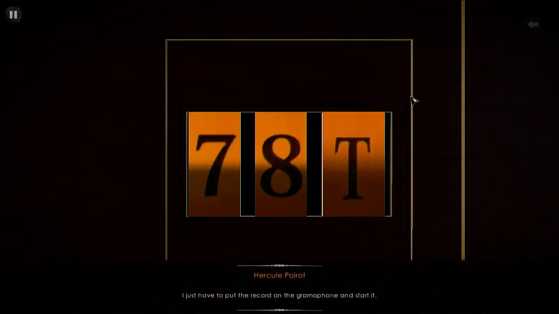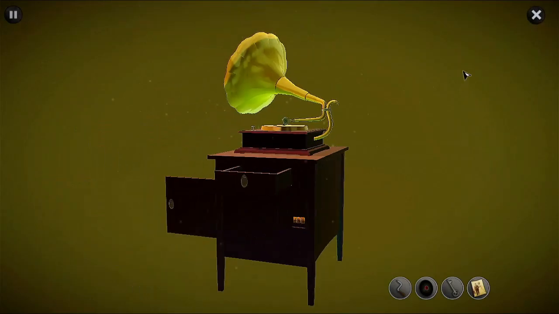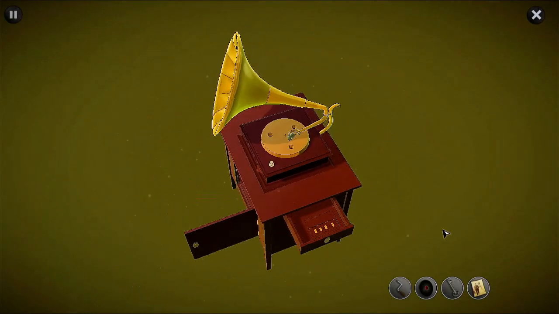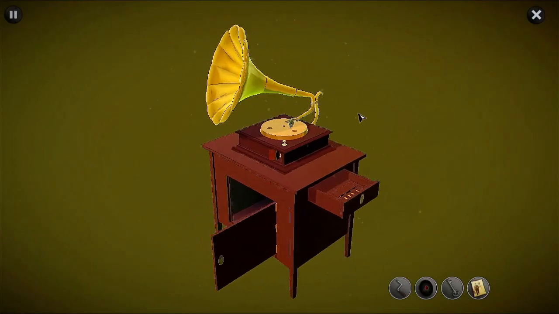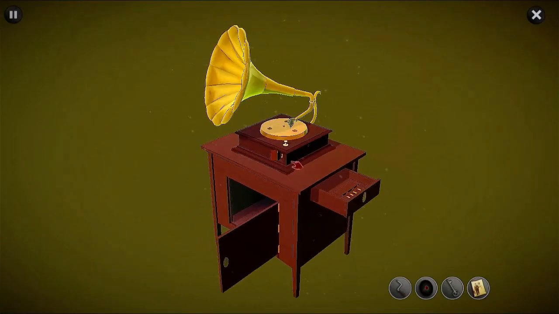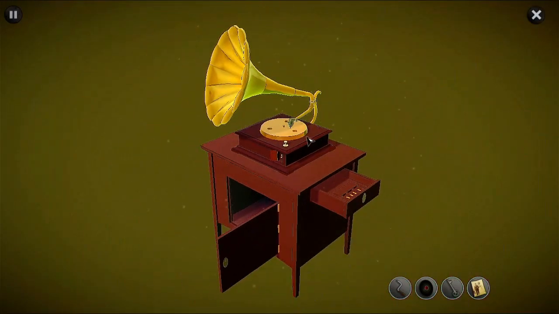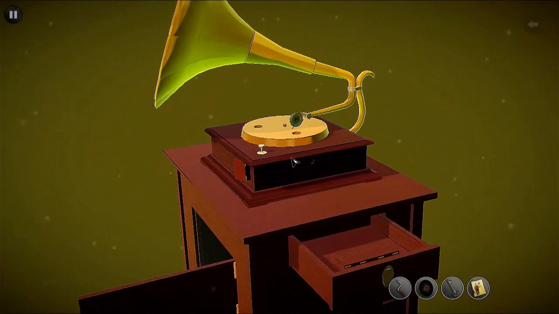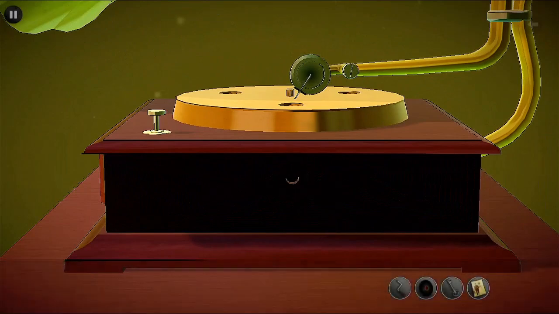I just have to put the record on the gramophone and start it. Well, I hope that's all we have to do, because that was very time consuming and very frustrating. But thankfully there is a jailbreak. That doesn't work. What do I have to do? Do I have to get in closer? What is this? What is open there? No, that's not where I need to go. This here. It looks like something goes in here. The handle.